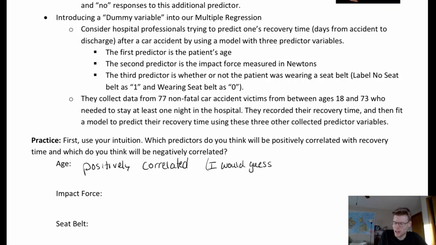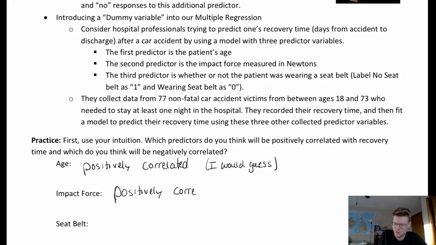And then along that same line, I would think, again, impact force would probably be positively correlated. Certainly if we're controlling for age here, so two patients of the same age but of different impact forces, I would guess impact force would be positively correlated with how long recovery time will be.